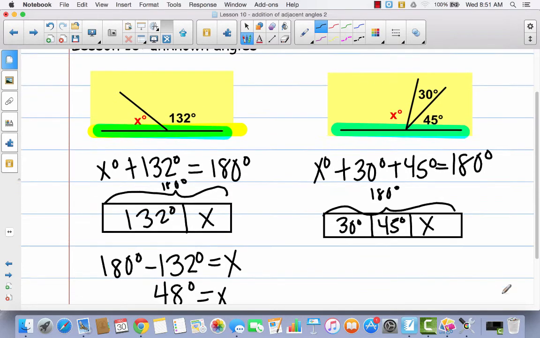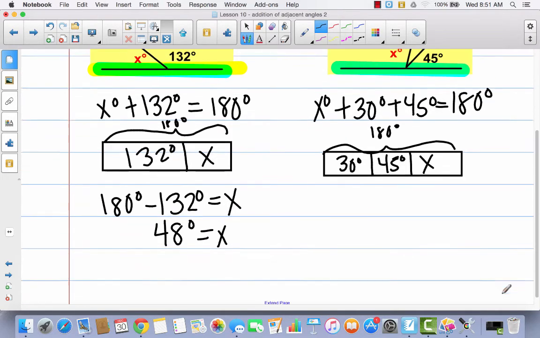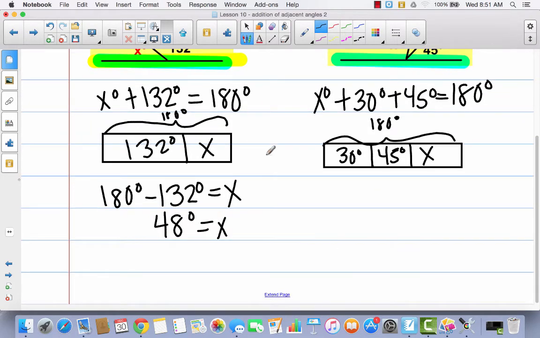Well, if you'll remember from our problem solving, if you have two knowns and one unknown and we're trying to solve for this, there's a couple of ways to do this. I like to go ahead and combine these two. So 30 degrees and 45 degrees would be 75 degrees. So 75 degrees plus x equals 180 degrees.